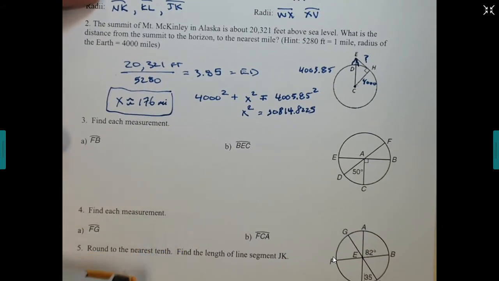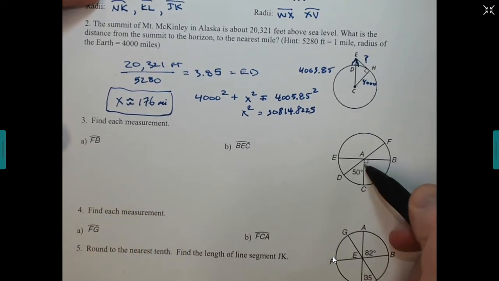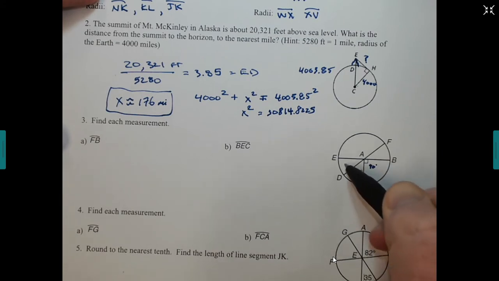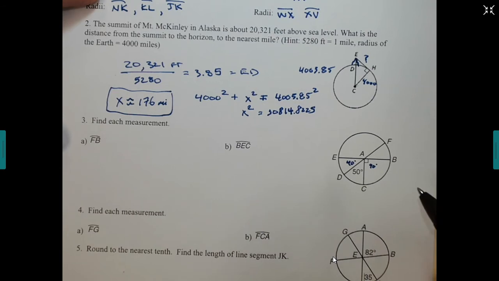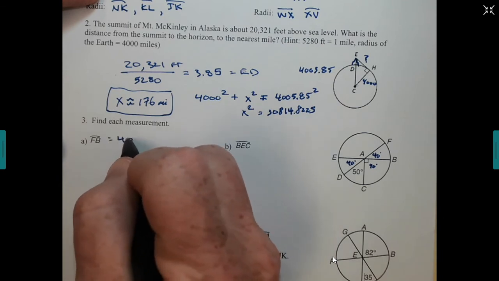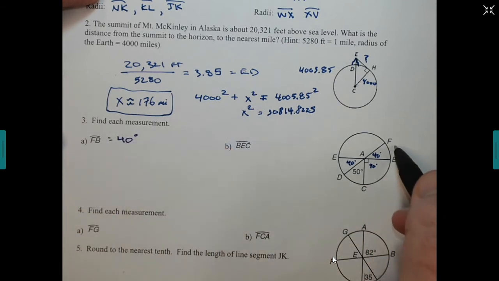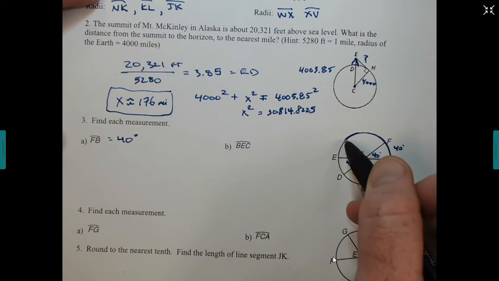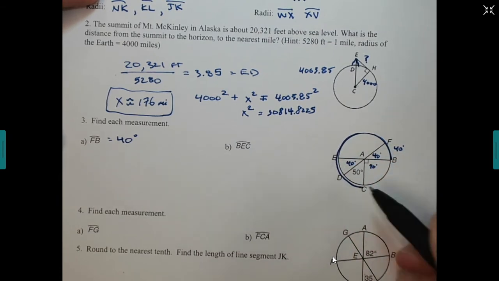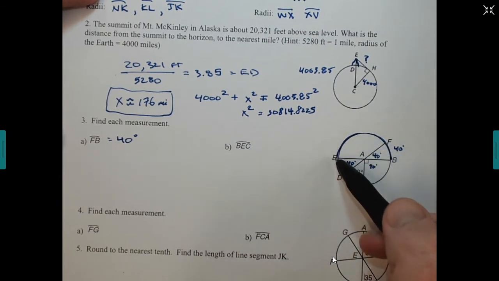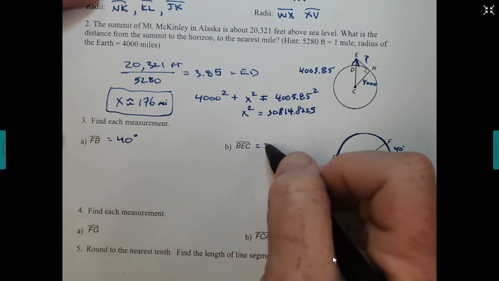They want us to find each measurement. Well, we've got a whole bunch of central angles here. This is 90. If that's 50, the rest of this has to be the rest of 90 degrees for 180. This is a vertical angle here, which means arc FB is 40 degrees because central angles equal their arc. BEC. Well, I got 180 plus 90 is 270.